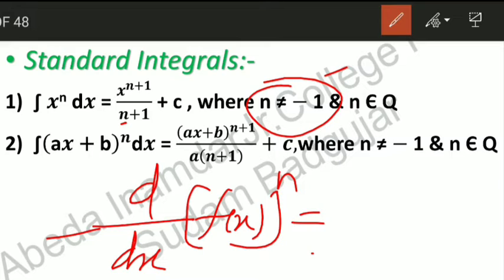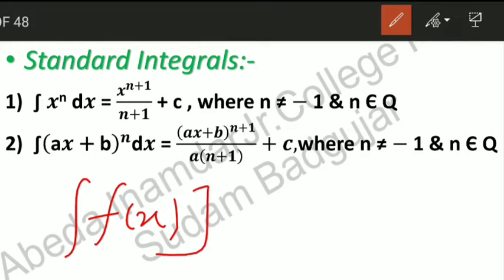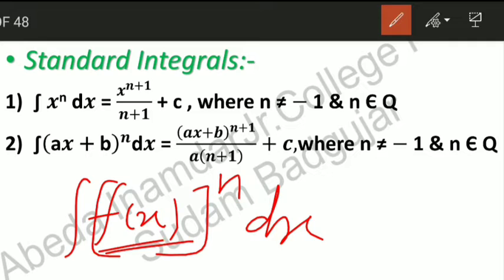But in case of integration there is some restriction. We cannot find the integration of f of x raised to a number. I explain again and again because this is very, very important. What is f of x? Any function. If the given integration is of this type, with sin x or any function, then you have to apply the substitution method.